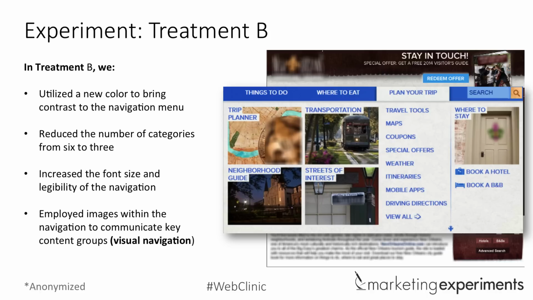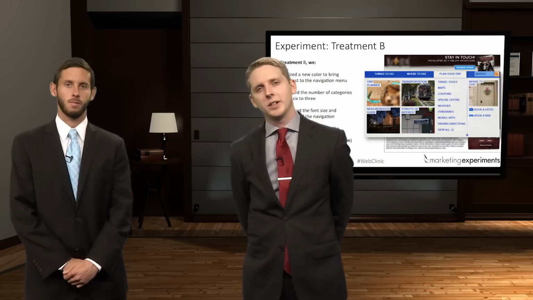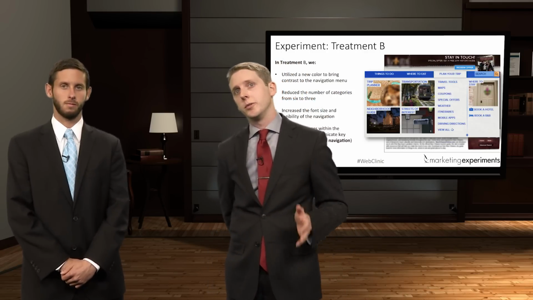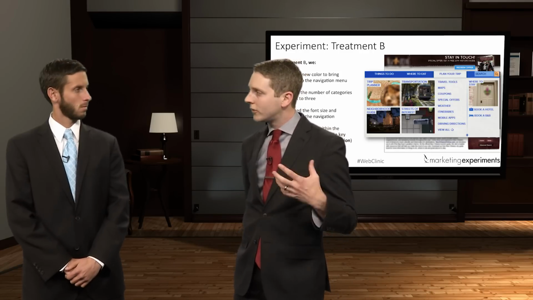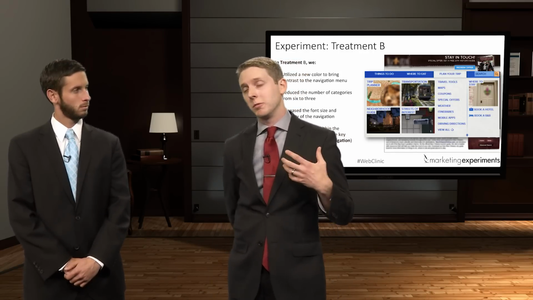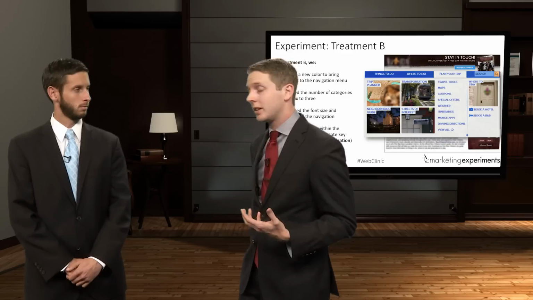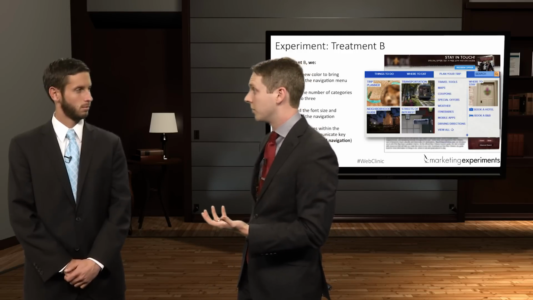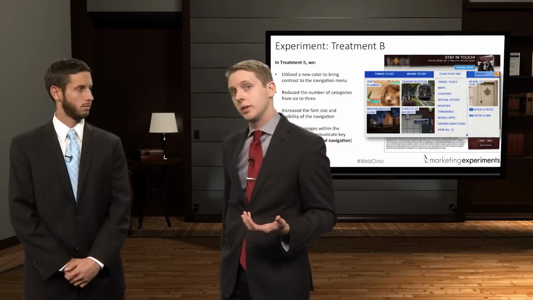Same thing with treatment A. We've increased font size, we've changed the color a little bit, but as you'll see, once you hover over the navigation, it takes up a lot more of the visitor's attention, a lot more real estate on the page. And I just want to point out, look at the categories that we're talking about here. Things to do, where to eat, plan your trip. These are all categories for types of content, types of information that we want the user to engage with. We want to see, can we get them to engage with it more?